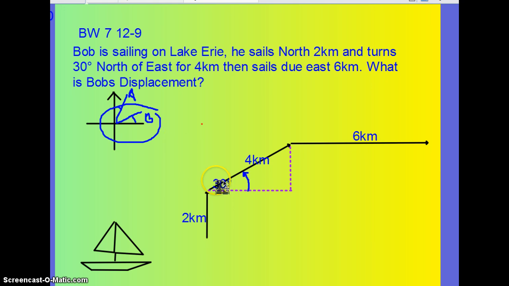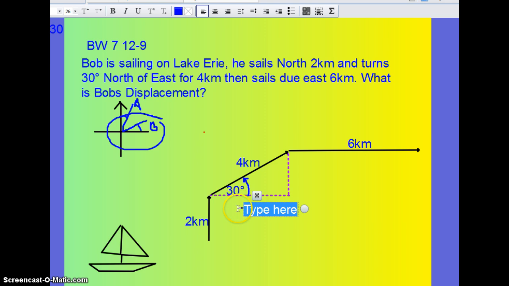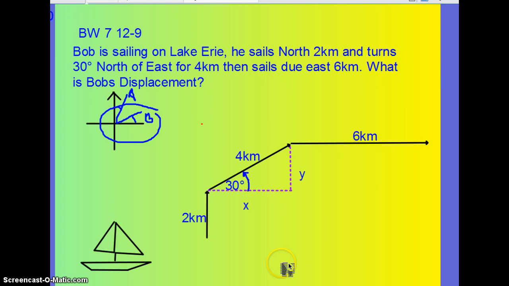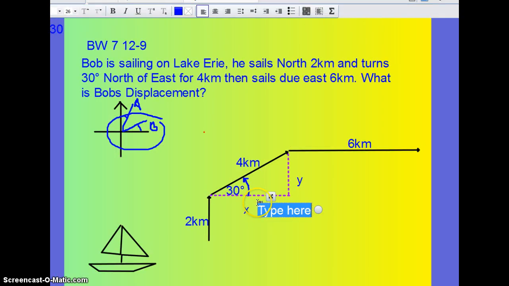Given that information, I think you guys are capable of finding these two purple lines using SOHCAHTOA. So why don't you pause the recording for a minute and calculate what your two letters are going to be. Let's call this one X and let's call this one Y. Pause the recording for a few minutes while you calculate this. Have you got it? Alright, I calculated it here. I found my distance to be 3.5 kilometers here, and then this one over here to be 2 kilometers.